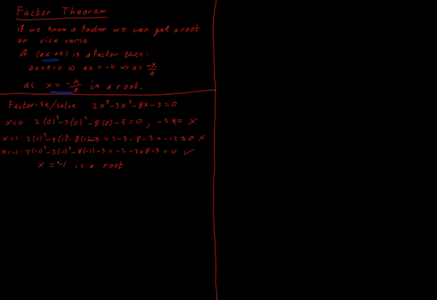Now, from our factor theorem and also from practice that we've done ourselves, we know that if x is minus 1 is a root, I can rearrange that and get it equal to 0. Sorry, x plus 1 is going to be equal to 0. If this is a root, this is a factor. So this must be a factor.